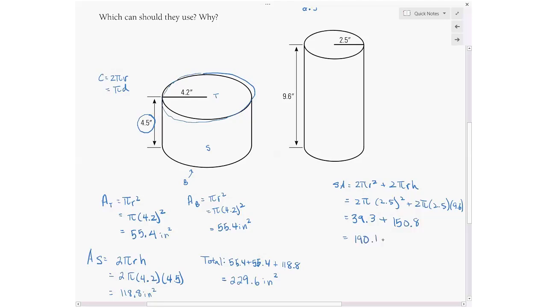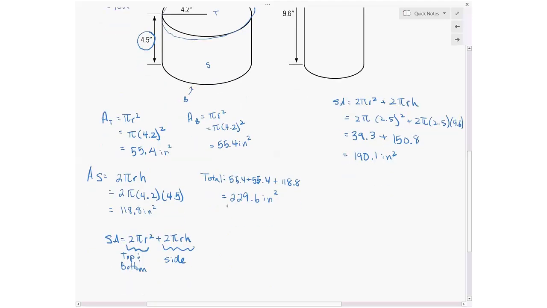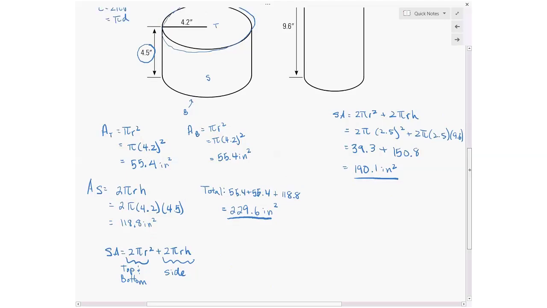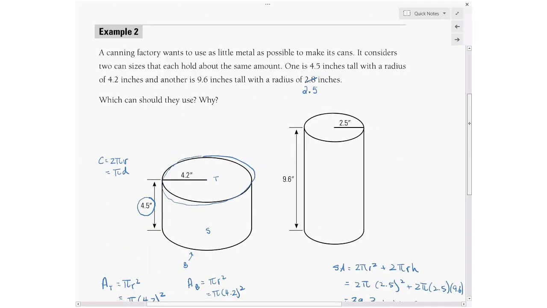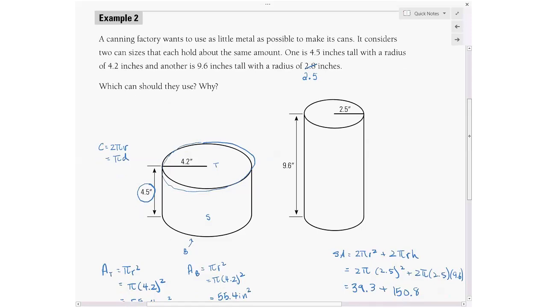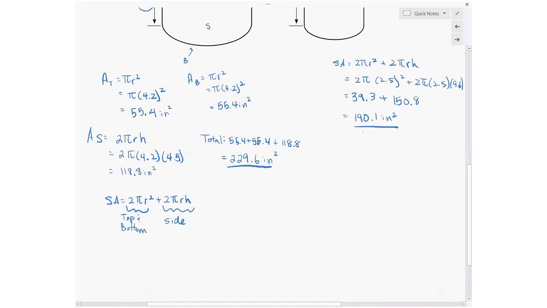190.1 inches squared. Now if we want to compare these two, this is 229.6 inches squared, this is 190.1 inches squared. The company wants to use less material, so this one would be better, so the taller can would be the better choice, because less material is required.